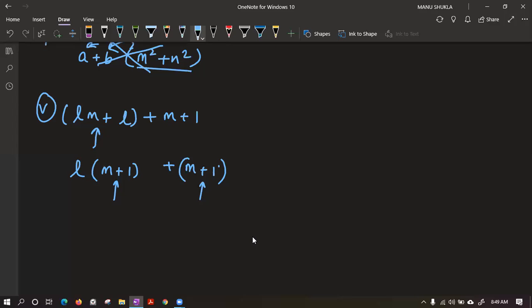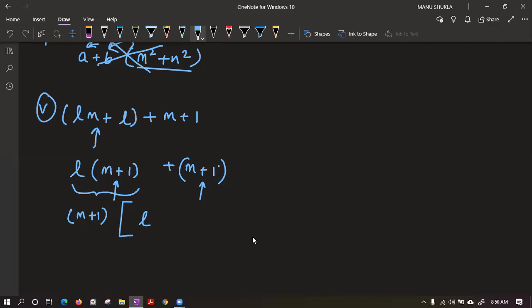Now what to do? Please tell. We will take what common? We will take m plus 1 as common. In the first place, what is left? Please tell. When m plus 1 is taken common, in the first place, what is left?